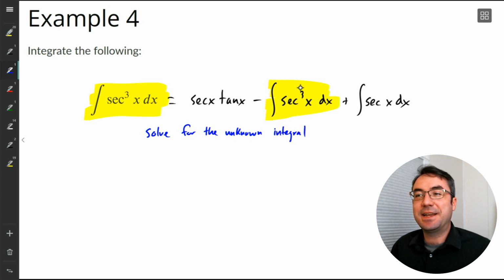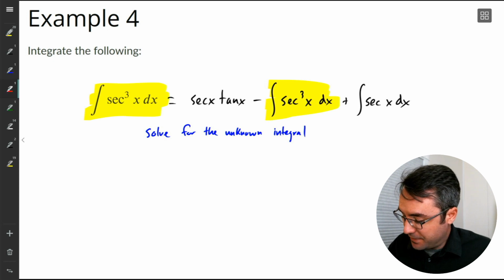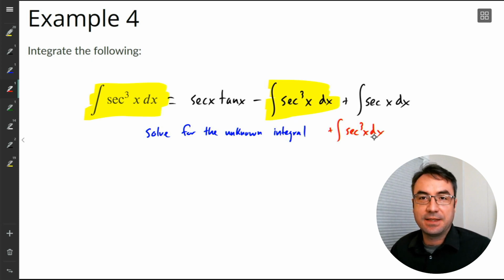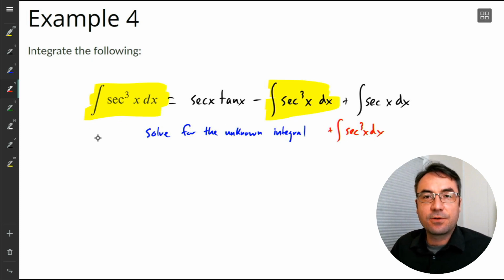So we're going to take that negative secant cubed integral over here, and we want to move it to the other side. So we want to get rid of this. How are we going to get rid of it? Well, we're going to add it to both sides. So think of it as we're going to add the integral of secant cubed x dx on this side, and that'll cancel it off. And then we're going to add the integral to this side.